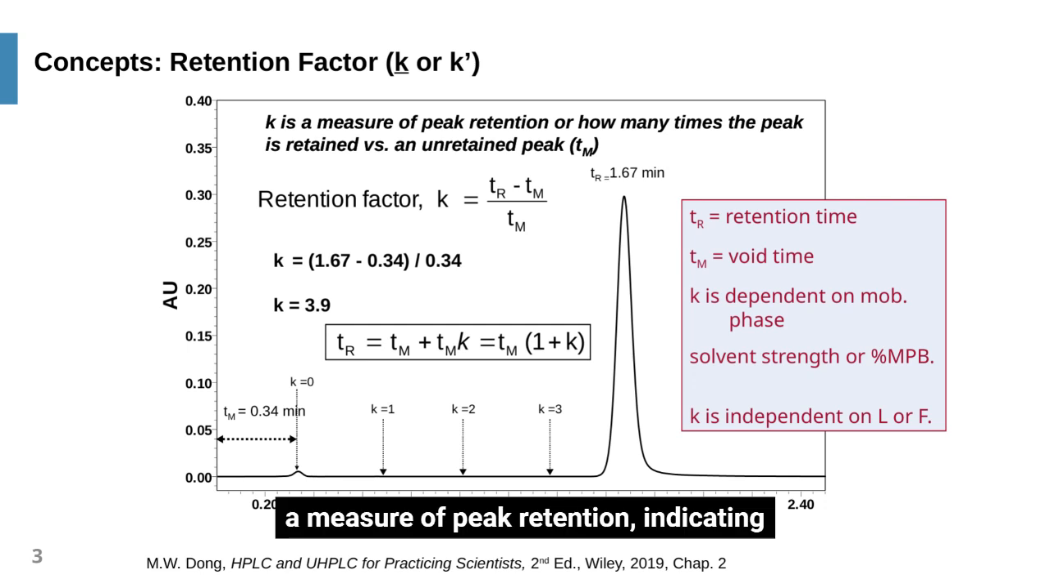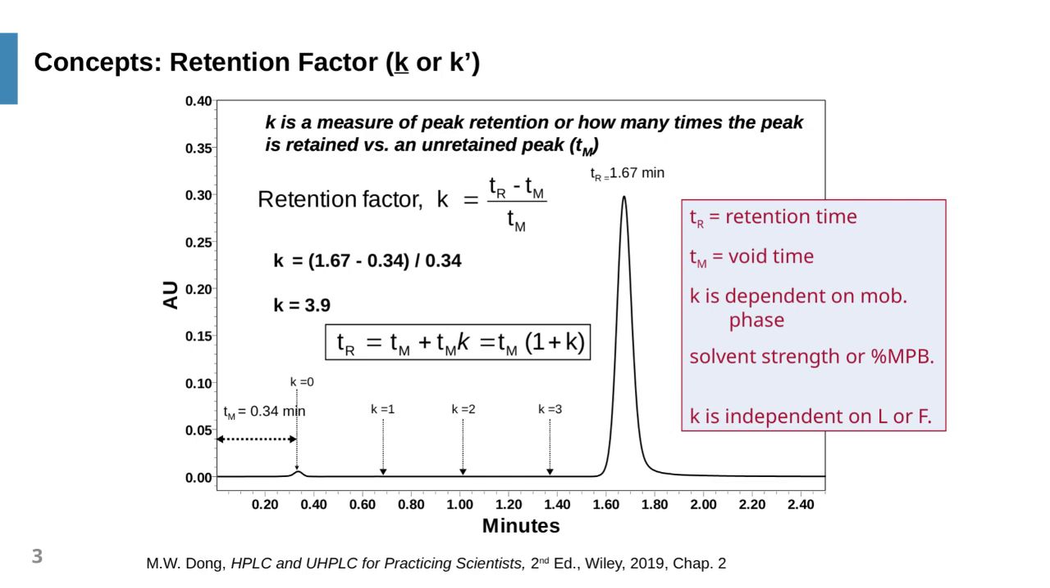K is a measure of peak retention, indicating how many times a peak is retained compared to an unretained peak, tM. The formula for K is (tR - tM)/tM. K depends on mobile phase solvent strength or %MPB, but it is independent of L or F.